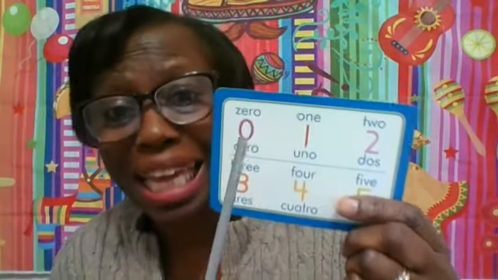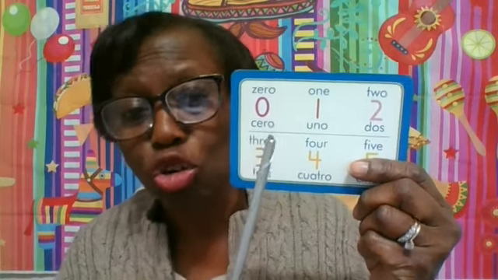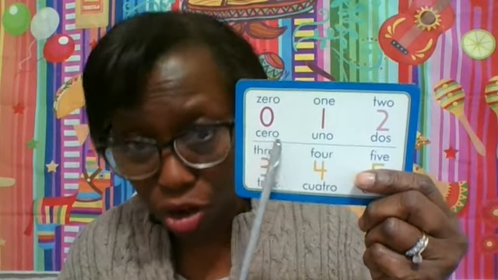But first of all, I always want to show you zero so you can see what a zero looks like in English and in Spanish. So we're going to do the Spanish one. Clase, cero. There's no card for zero, so I have to do this one here. Cero for zero. Now let's get started.